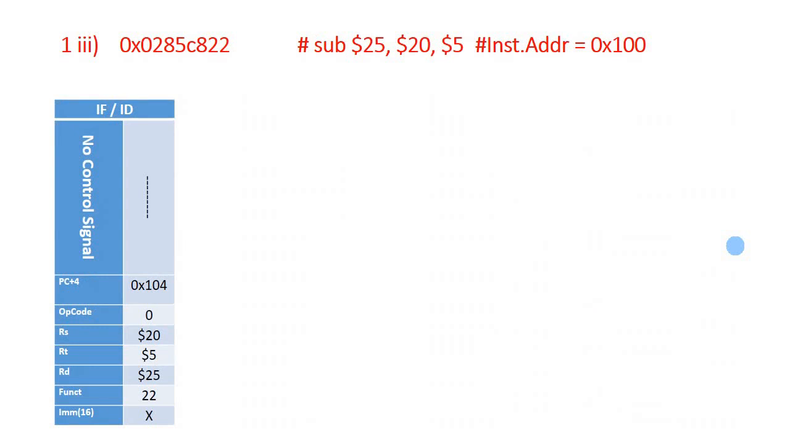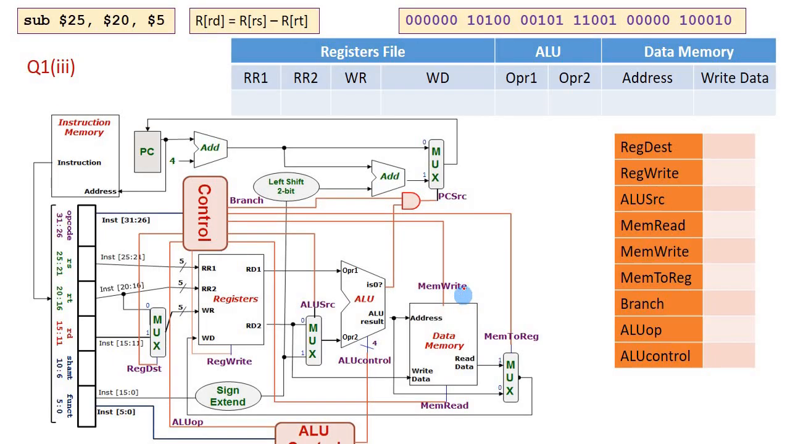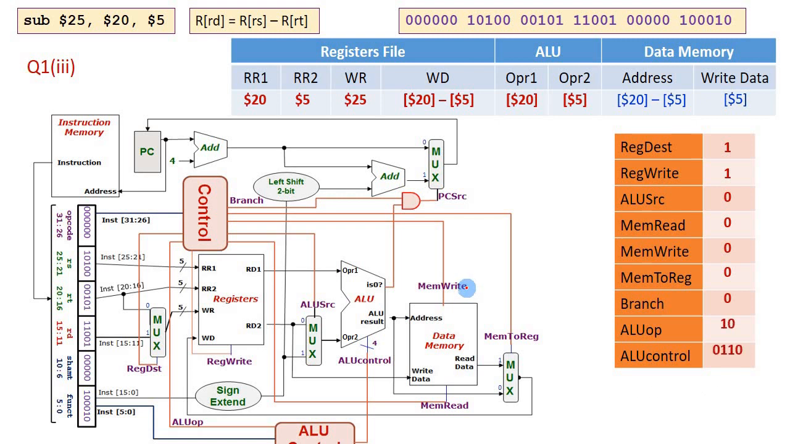And the last instruction is your subtraction. For subtraction, again, the same thing. This is your MIPS encoding. Once you do that, let's look at it from a single cycle perspective. What you have is register 20, register 5, and this is your register 25, which will come through here.